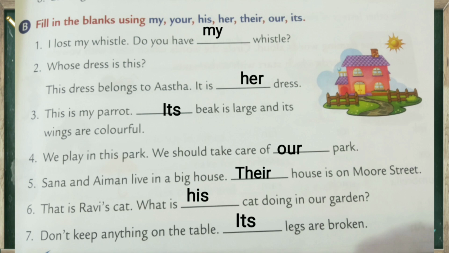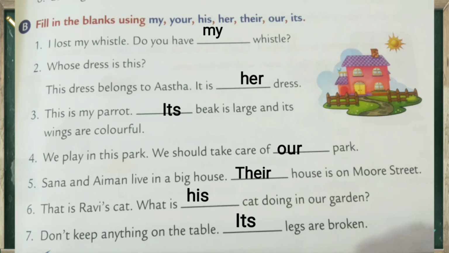Seventh one. Don't keep anything on the table. Dash legs are broken. So we are speaking about the table. Table is a thing. So if it is a thing, we use the word its. So don't keep anything on the table. Its legs are broken.